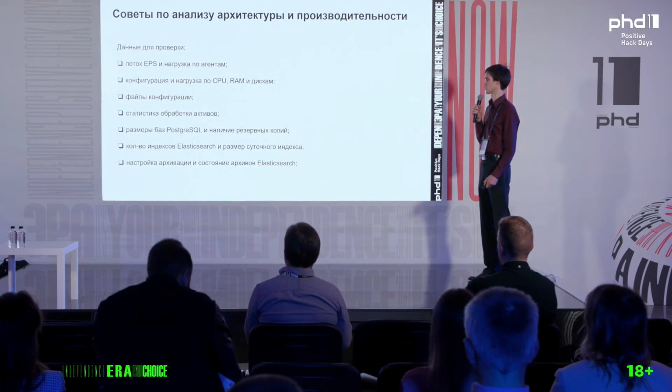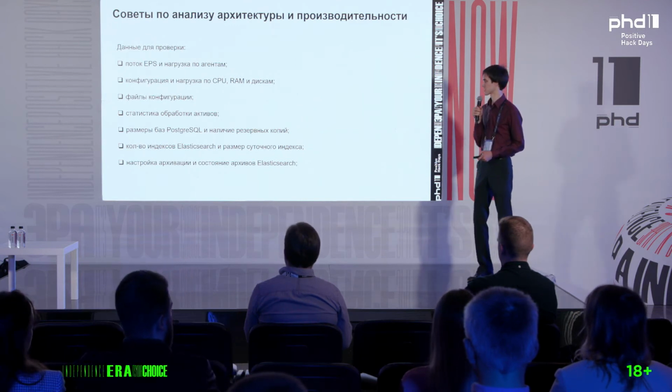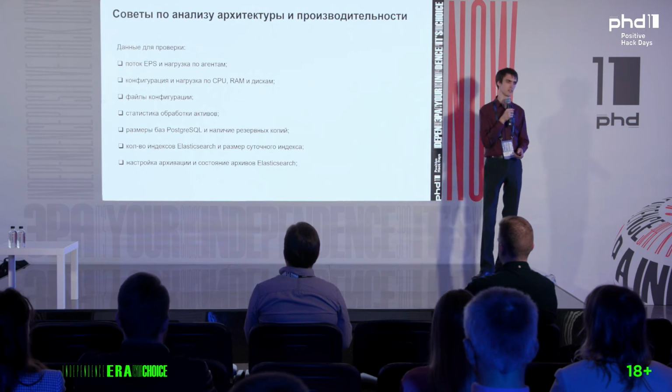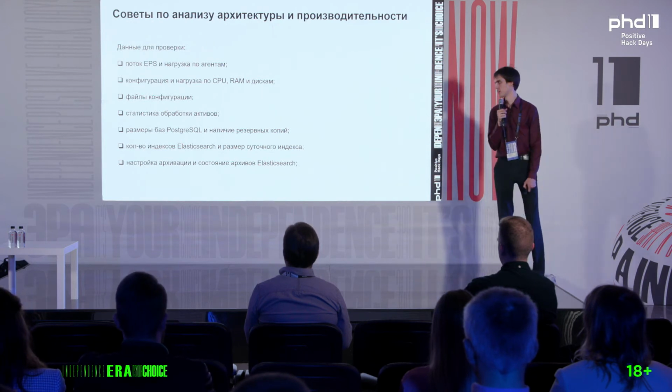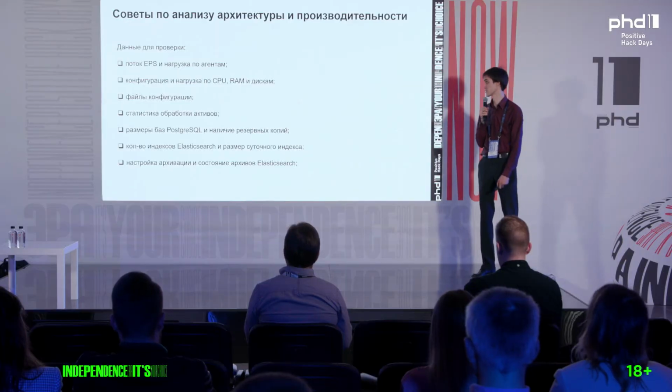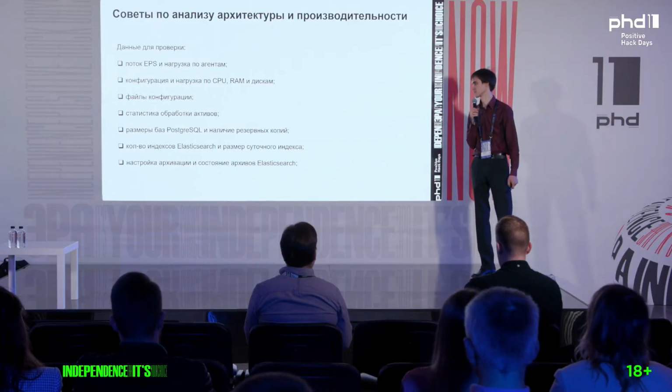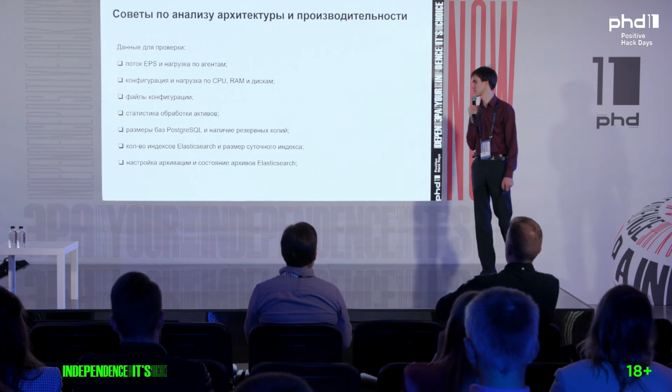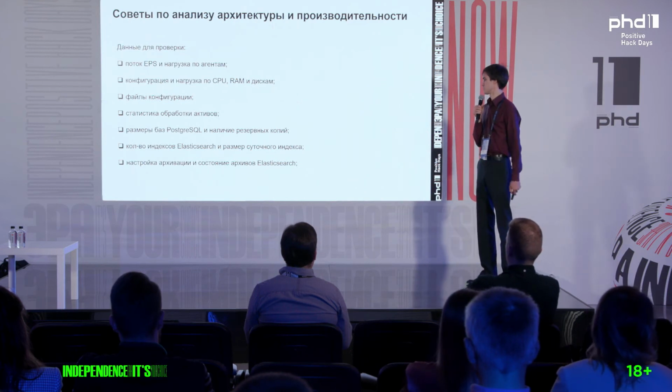Next one is size of Postgres bases and availability of backup copies. So if a database is over 150 gigabytes, well, naturally, we will need to do something about it and also check for errors. And also we need to check for backup copies because we still need to do core backups at least once a month.